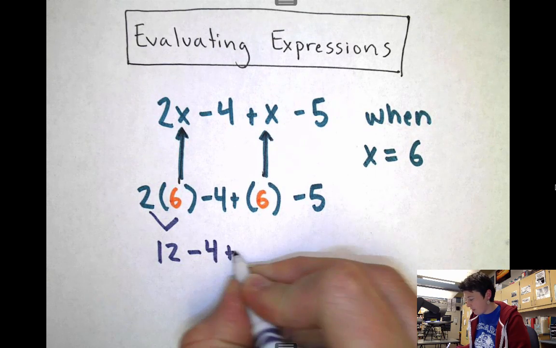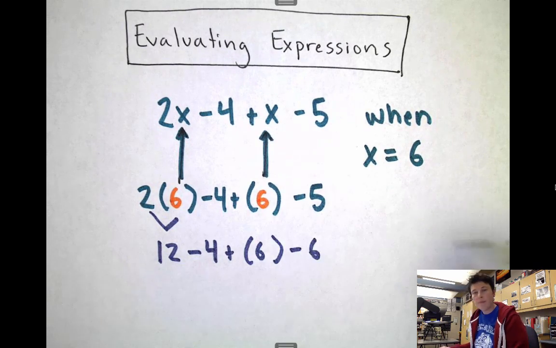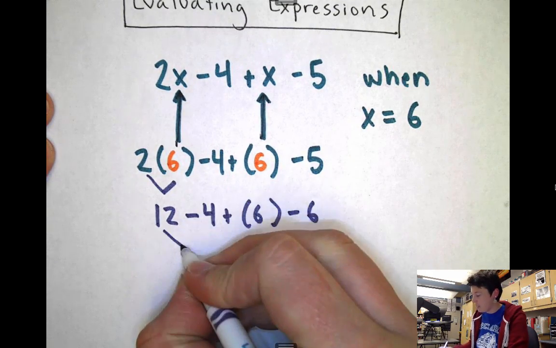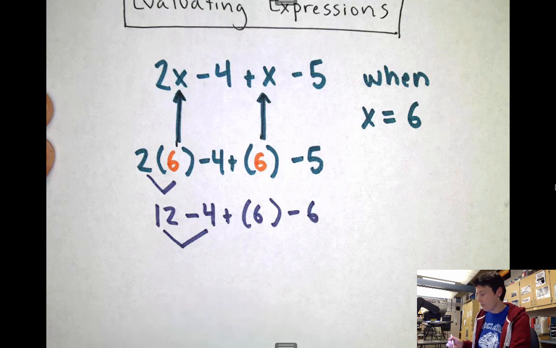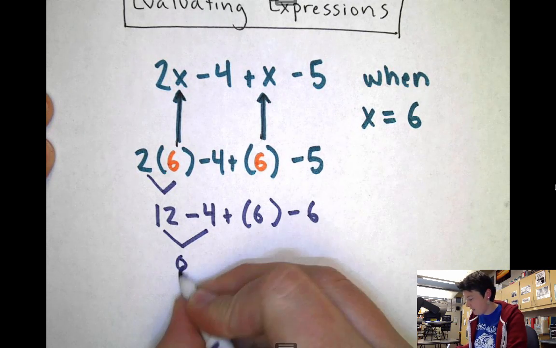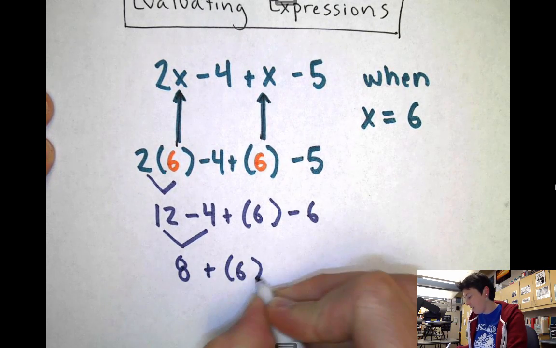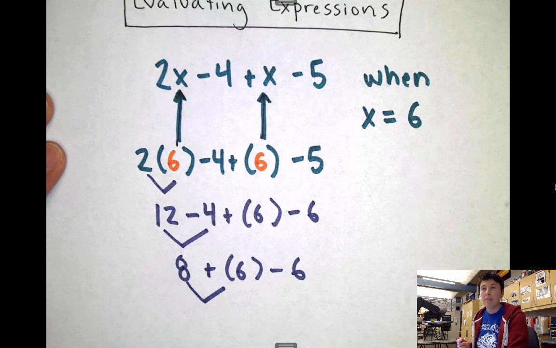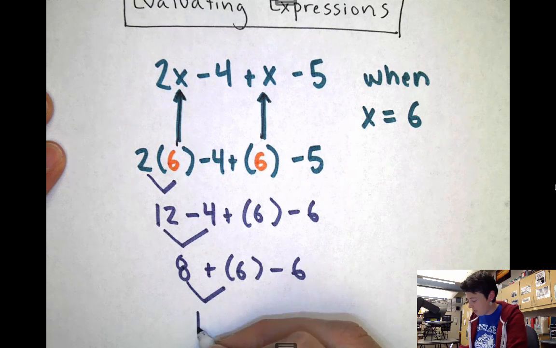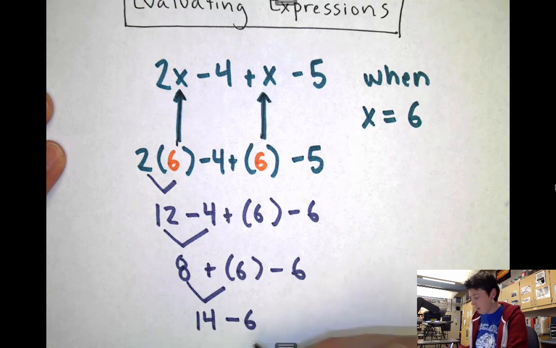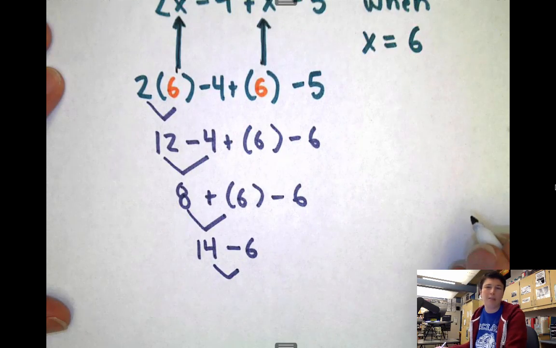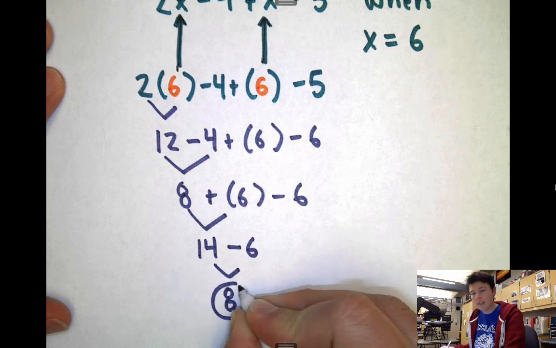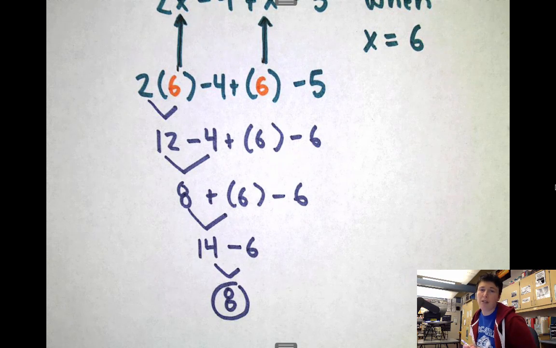Minus 4 plus 6 minus 5. And then using order of operations, I'm going to work left to right here. I'm going to figure out 12 minus 4. 12 minus 4 is 8, plus 6 minus 5. Going from left to right, I'm going to add 8 plus 6. 8 plus 6 is 14, so 14 minus 5. And 14 minus 5, I can do that pretty easily. 14 minus 5 is 9. Actually, I get an answer of 8. And I'm done. I've evaluated my expression.